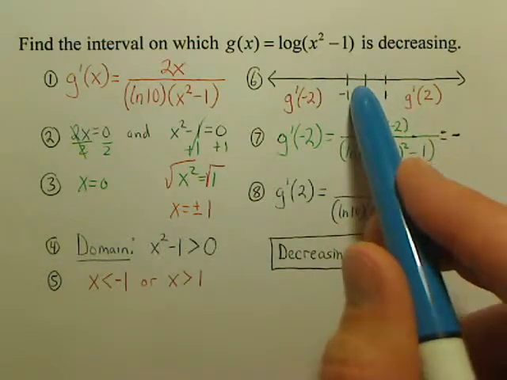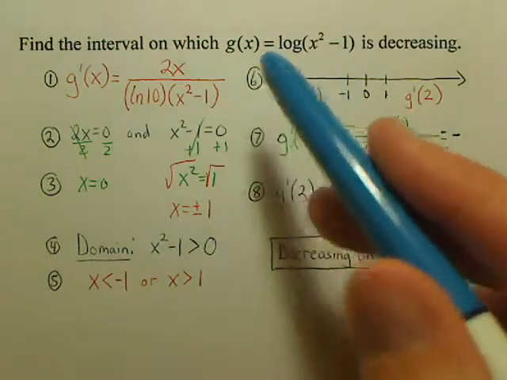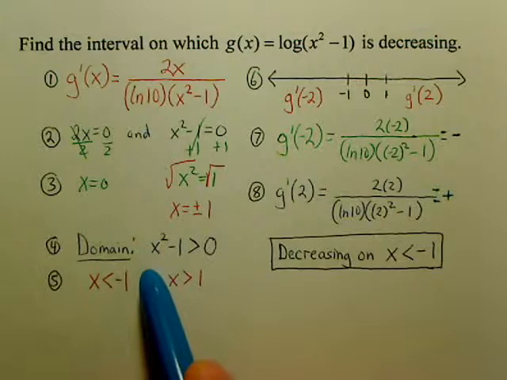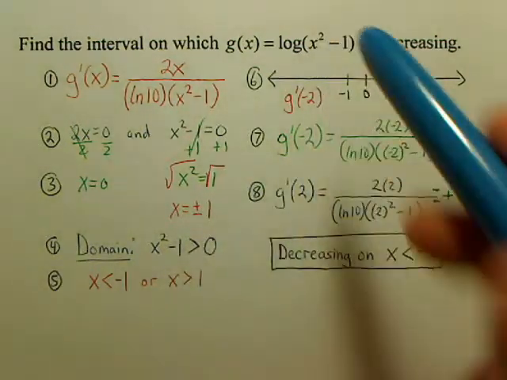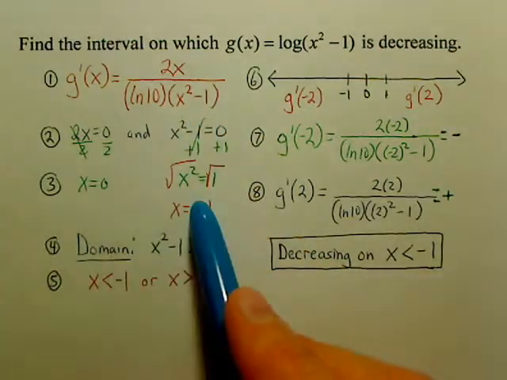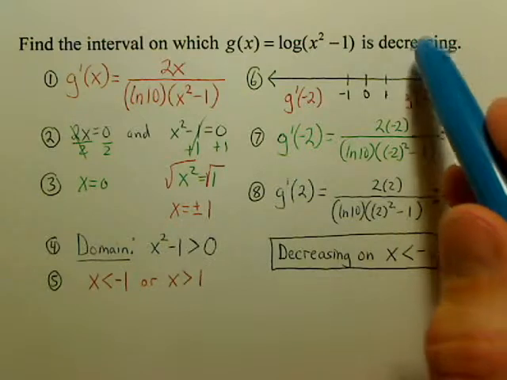It's important to check your domain to see if values don't even work. Logs, square roots, and fractions are where you have to worry about the domain. Think about the domain to make sure you're not checking places that don't even work in the original function. But first find critical numbers. Those are your breakpoints. Check values around your critical numbers, and then make sure you actually answer the question.